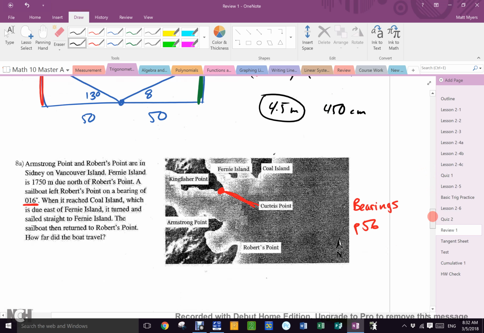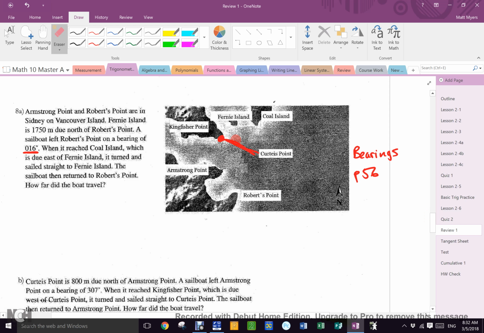Sweet. All right. Now, this question, I have fixed the map up, but we have two questions here. The first question says the sailboat leaves Roberts Point right here. Roberts Point. And it sails off to Coal Island, which is over here. So over to Coal Island, then over to Fernie Island, then home. So the triangle you're dealing with is that.